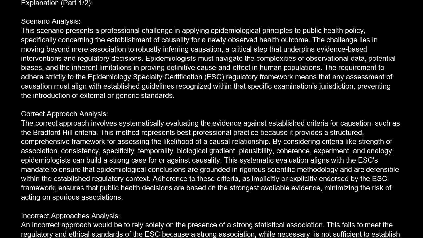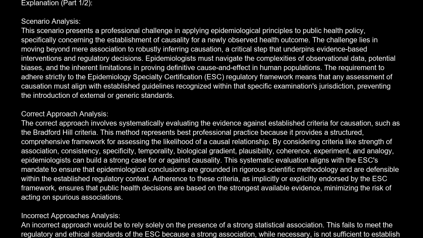This scenario presents a professional challenge in applying epidemiological principles to public health policy, specifically concerning the establishment of causality for a newly observed health outcome. The challenge lies in moving beyond mere association to robustly inferring causation, a critical step that underpins evidence-based interventions and regulatory decisions. Epidemiologists must navigate the complexities of observational data, potential biases, and the inherent limitations in proving definitive cause and effect in human populations.